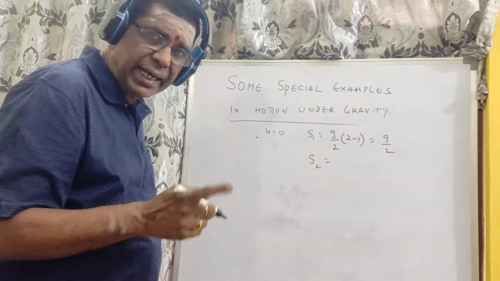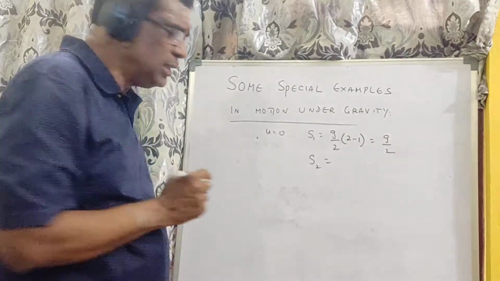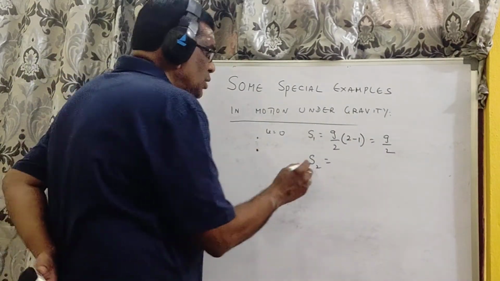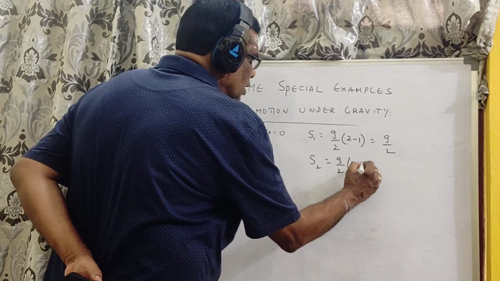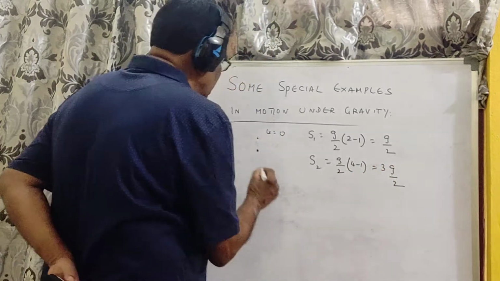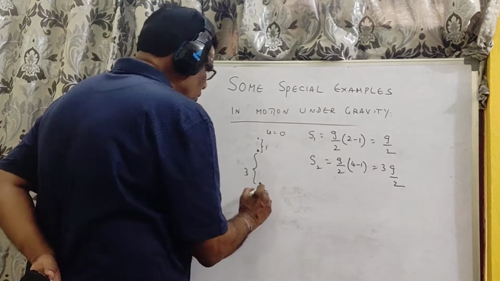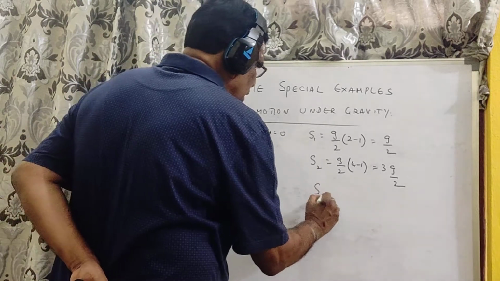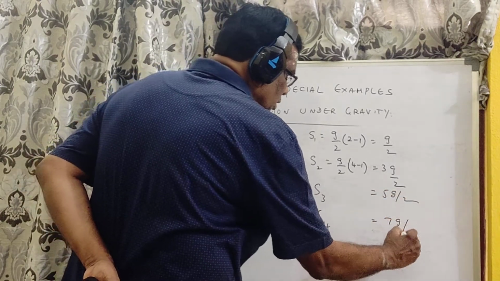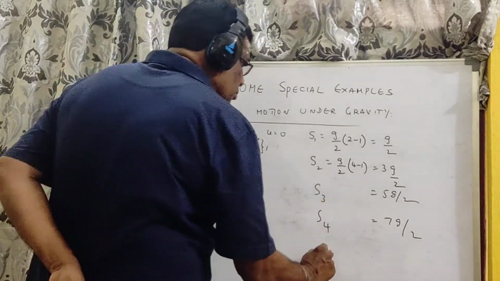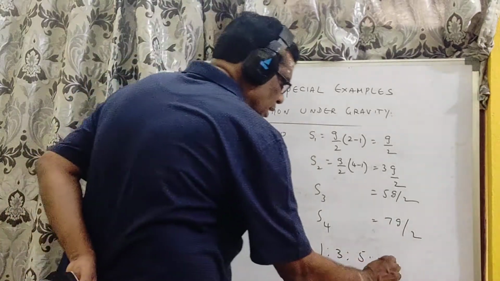S2, in the second, you have to be very careful about this. In the first second, the displacement is this, so it will be somewhere here. And during the second, how much will it be? 2 into 2, 4 minus 1, 3. So it is 3g by 2. So if this is 1, this is 3. Similarly, S3 would be 5g by 2, S4 is 7g by 2, etc. If you take the ratio, what is it that you get? 1 is to 3 is to 5 is to 7, etc.